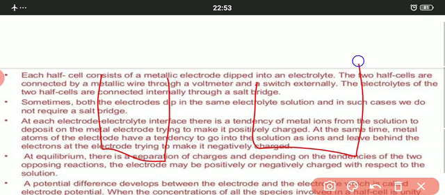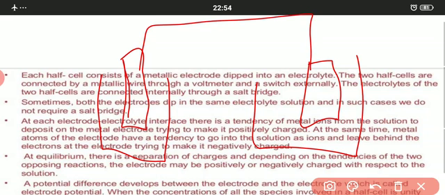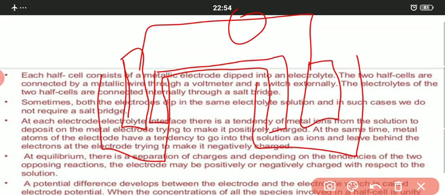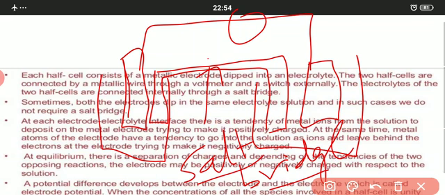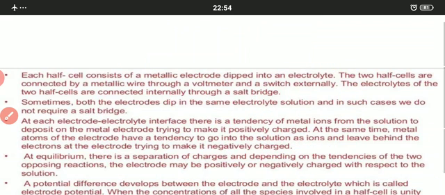Okay, so we know the electrodes are connected by a voltmeter, while the electrolyte solution, meaning the solution which conducts electricity, is known as electrolyte. So the electrolyte solutions are connected by a salt bridge, while the electrodes are connected by a metallic wire through a galvanometer.